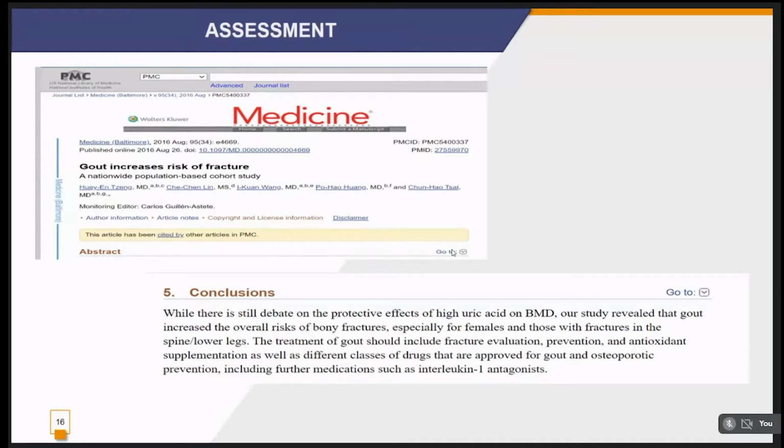So it means that if the patient has both spinal trauma and gout, I think the operation should be set early to make sure that the patient has bone healing, and we need to control the gout status in the patient.